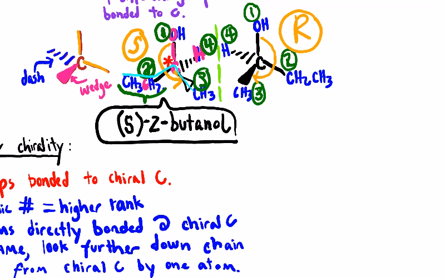The name of the molecule on the right-hand side here would be the exact same with the exception of stereochemistry. So rather than being S-2-butanol, referring to the molecule on the left, the molecule on the right would be R-2-butanol as the IUPAC name of that, including the stereochemistry.